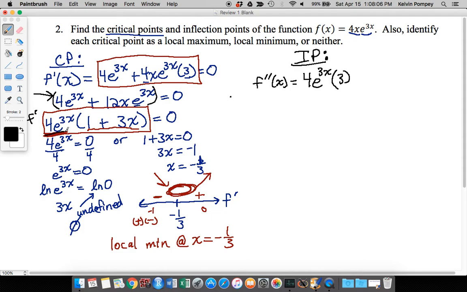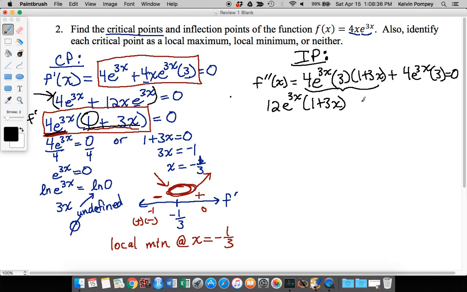So that's the derivative of the first function times the second function. So I'm just going to write down that. Plus the first function, which is 4e to the 3x, times the derivative of the second function. Well, the derivative of 1 is 0 here, and the derivative of 3x is 3. And I need to set that equal to 0 so I can find my inflection point. So I'm going to simplify this part, right? I have 4 times 3, which is 12. I still have that e to the 3x. I have that 1 plus 3x there. And then I have this 4 times 3, which is 12, e to the 3x.